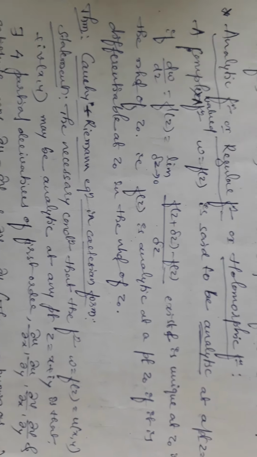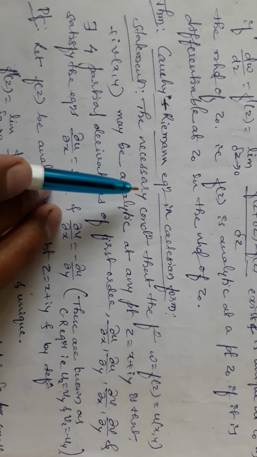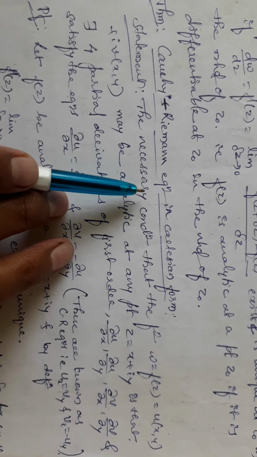Now we have the derivation, that is Cauchy-Riemann equations in Cartesian form. In short form it is called CR equations.